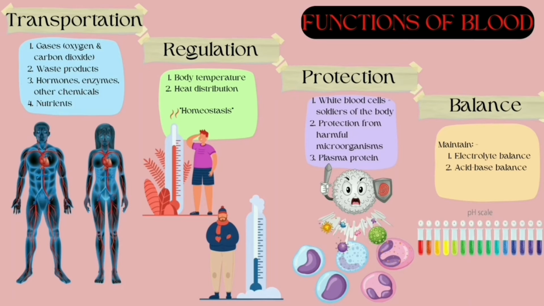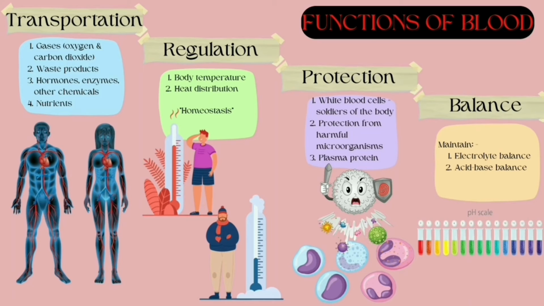So this means that there is gaseous transportation between oxygen and also carbon dioxide, where the blood absorbs oxygen from the lungs and then transports it to different cells of the body, and the carbon dioxide will be removed from the blood to the lungs and then exhaled. The blood also transports waste products to the kidney and liver.